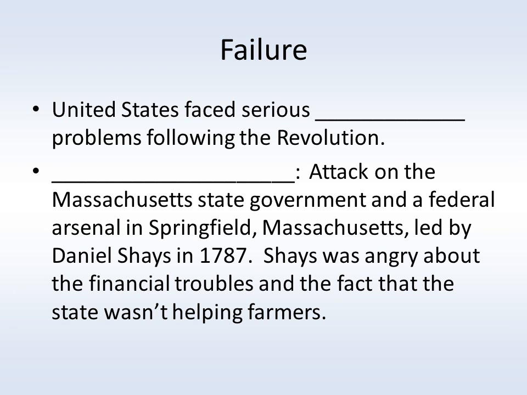Following the Revolution, the United States faced serious financial problems. The central government itself was in tremendous debt, as were all 13 states. Shays' Rebellion, an attack on the Massachusetts state government and on a federal arsenal in Springfield, Massachusetts, led by Daniel Shays in 1787, only further exacerbated the problems. Shays was angry about the financial troubles and about the fact that the state wasn't helping its farmers.